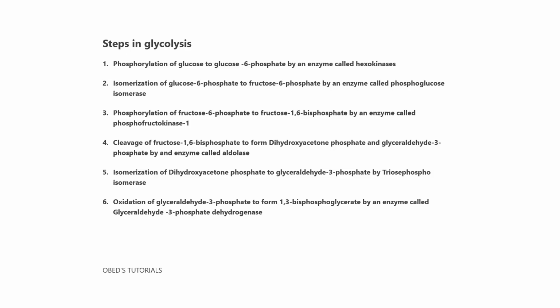The carbonyl oxygen of glucose phosphate is shifted from carbon 1 to carbon 2 by the enzyme called phosphoglucose isomerase to form what we call fructose phosphate. That's the second step. And we come to the third step in glycolysis.